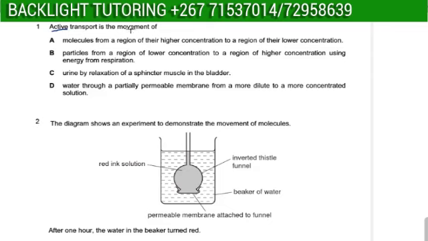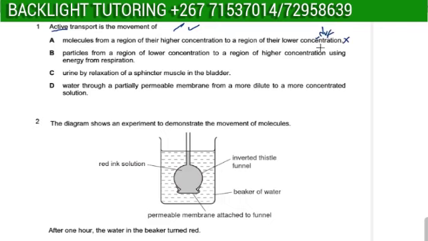So with active transport, the molecule moves against the concentration gradient, right? Instead of moving from high to low, it moves from low to high, right? So A says molecules from a region of high concentration to a region of low concentration. This is just diffusion, right?